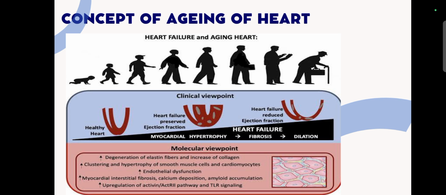Okay, so here we are seeing that from a molecular point of view, first there is a degeneration of elastic fibers and also an increase of collagen. This leads to fibrosis of the heart, then increasing clustering and hypertrophy of smooth muscle cells and cardiomyocytes, which leads to endothelial dysfunction. This leads to myocardial interstitial fibrosis, calcium deposition, amyloid accumulation, and upregulation of the activin pathway and TLR signaling.